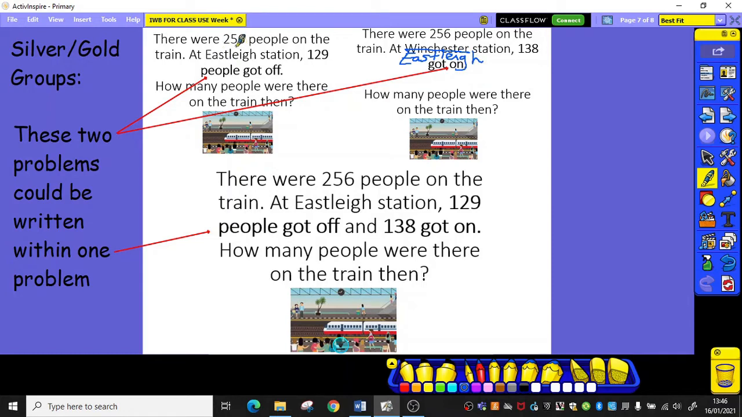Essentially, we've got 256 people on a train. But we're saying there's a certain amount that got off, and there's a certain amount that got on. And how many people are then left? And we can see that's been put into this information here. So let's have a look at solving a problem like that.